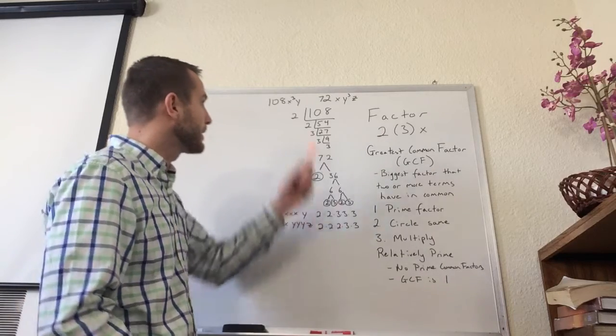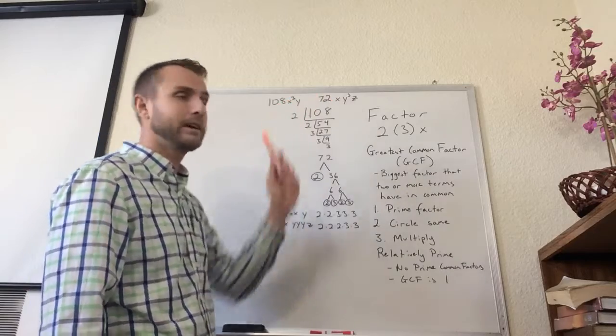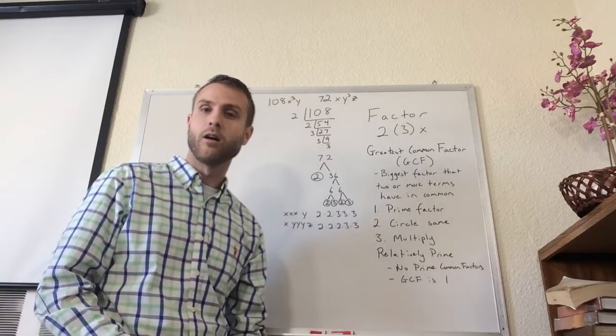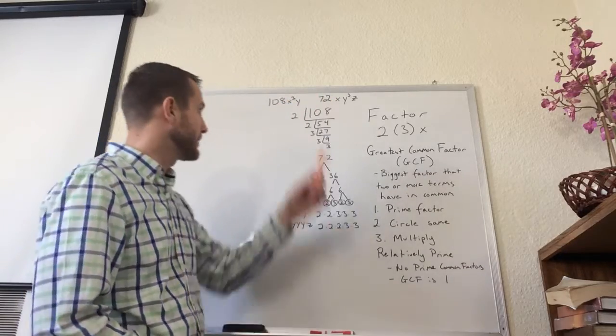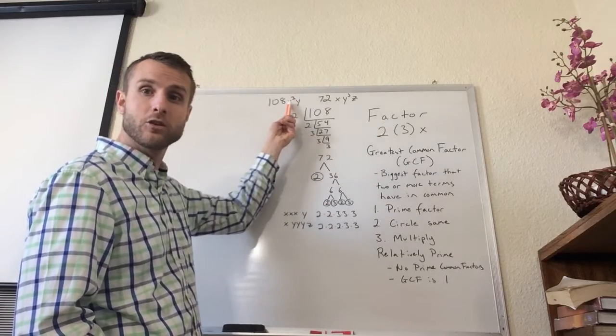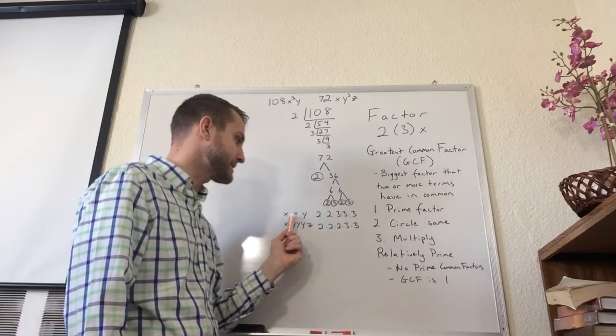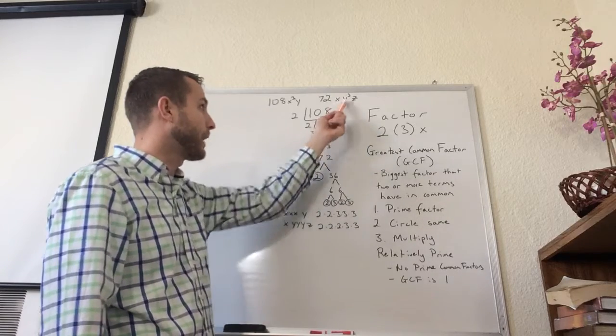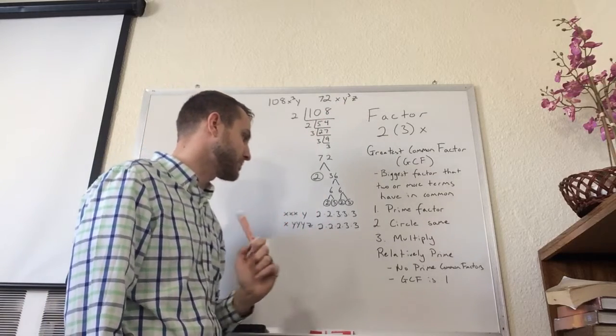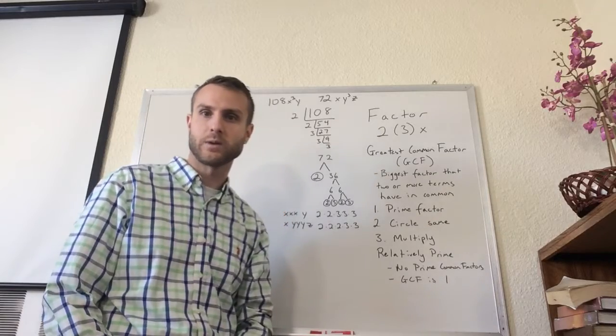Then, with my variables, what I'm going to do is write out all of my variables. So if my variable has an exponent, x cubed, that means x times x times x. So I'm going to write out x times x times x. If I have y cubed, that means y times y times y. So I write out y times y times y.